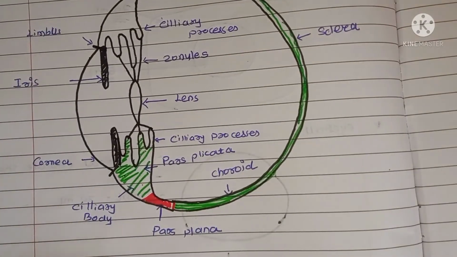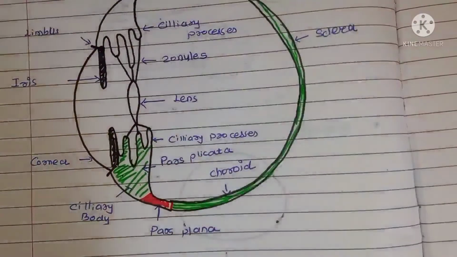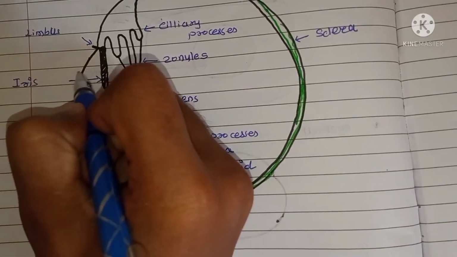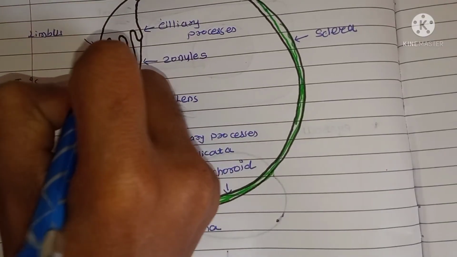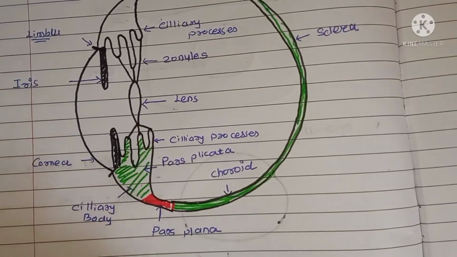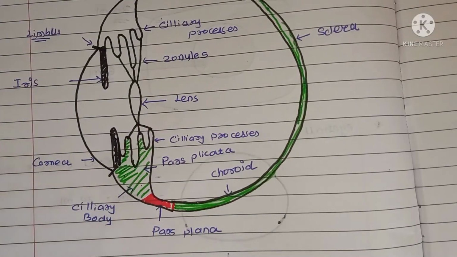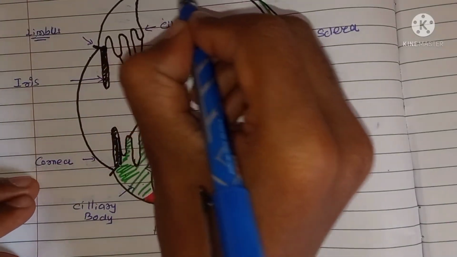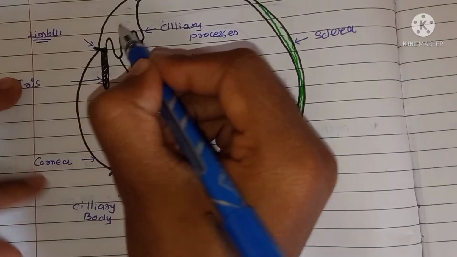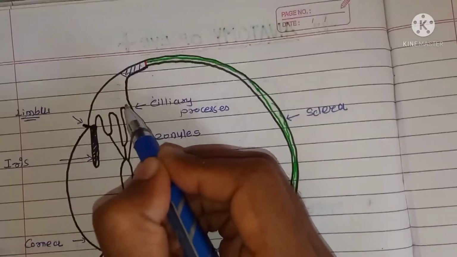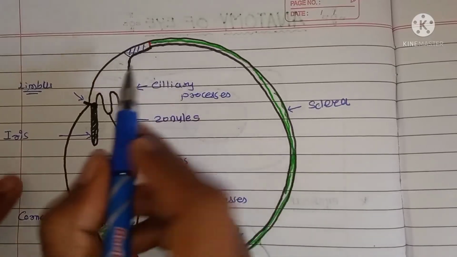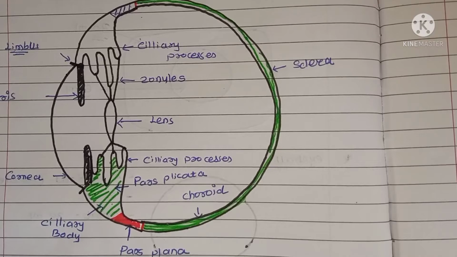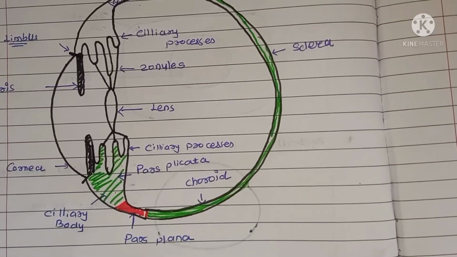So till now we have learned that the outer layer has three parts: cornea, sclera, and the junction between the cornea and sclera, which is known as the limbus. Now in the middle layer, we have three structures: iris, ciliary body, and choroid. The ciliary body is again divided into pars plicata and pars plana. I hope I am crystal clear here.